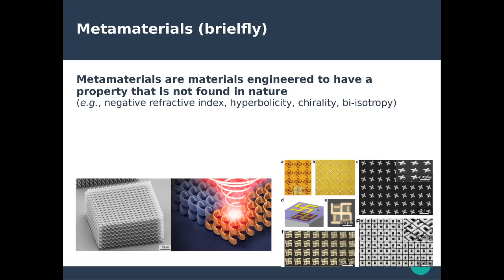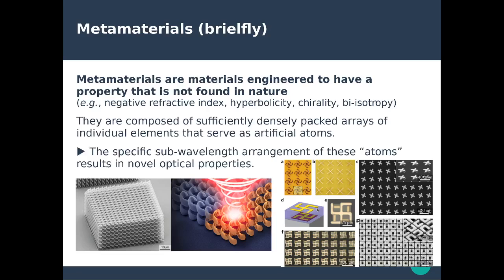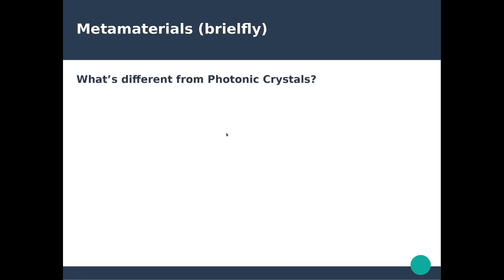In the end, they are composed of densely packed elements on a periodic array, and they serve as artificial atoms. That's why we call them metamaterials, because those elements arranged on the periodic array are meta atoms. The specific subwavelength arrangement of these atoms results in novel properties that we can engineer. So in the end, you can ask, okay, then what's the difference from photonic crystals? Are these the same things?